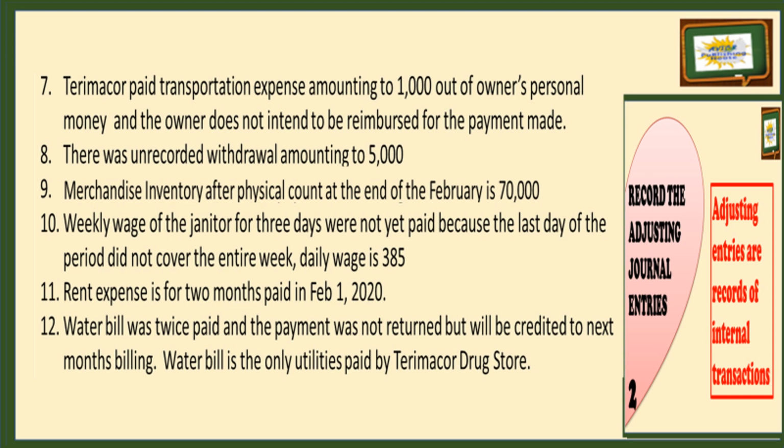From these results of our analysis, we are going to create adjusting or updating entries to complete the records of the business. The external transactions recorded in the first part of the cycle is just half of the information about the business. And to complete the information, we have to record the internal transactions through adjusting or updating entries.